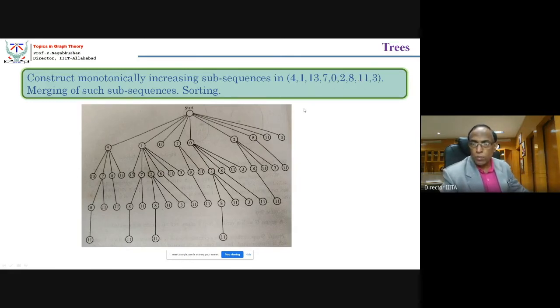Remove that. When you remove it, 4 is removed, 1 is removed, 13 is removed, 0 is removed, 8 is removed, 11 is removed. What is remaining is 0, 2, 3. And luckily 0, 2, 3 is also an increasing subsequence, right? So there are only 3 subsets with increasing subsequences. One is 4, 13, another is 1, 7, 8, 11, and another is 0, 2, 3. Now do the merging of all these 3, it will become sorting, right? So sorting is done.